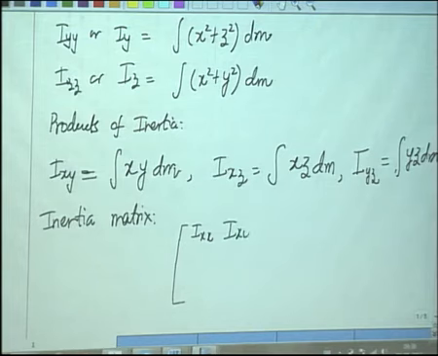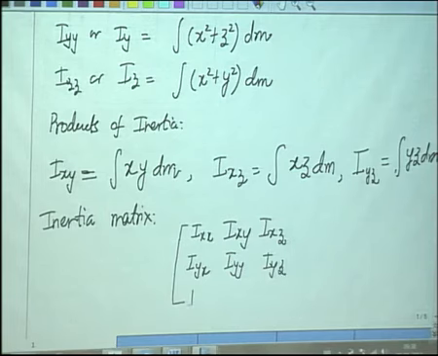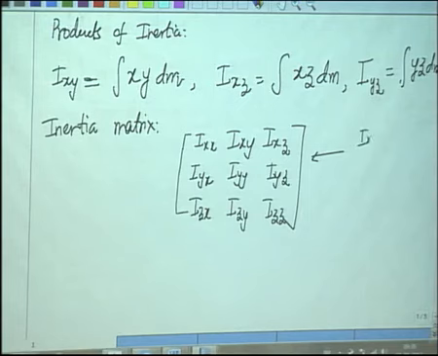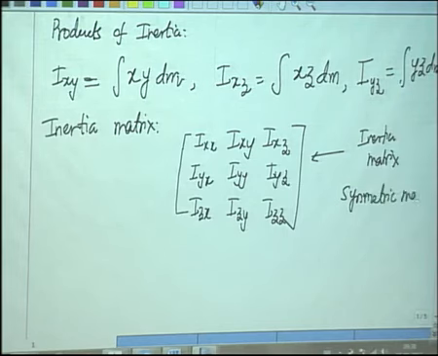Ixx, Ixy, Ixz, Iyx, Iyy, Iyz, Izx, Izy, Izz, and this is the inertia matrix. And we know that this is a symmetric matrix.